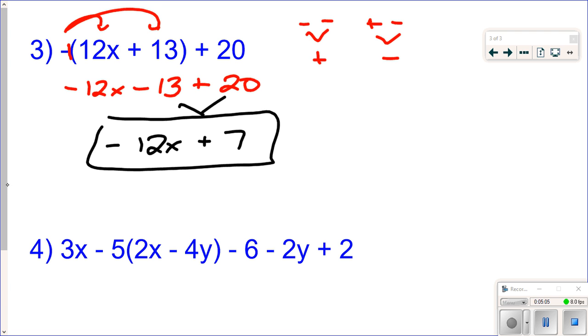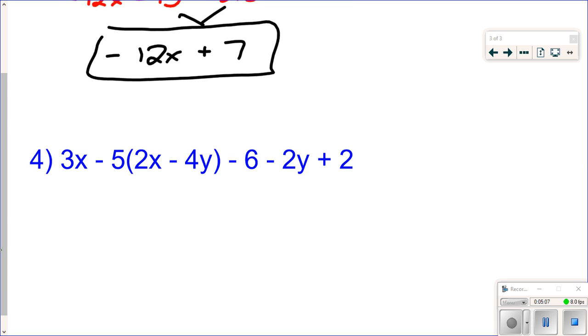All right, one last one here. Again, distributing here is this -5. And I know students want to say, that's not a negative sign, that's a minus sign. Well, really, there's not a difference between a negative sign and a minus sign. They really mean the same thing.